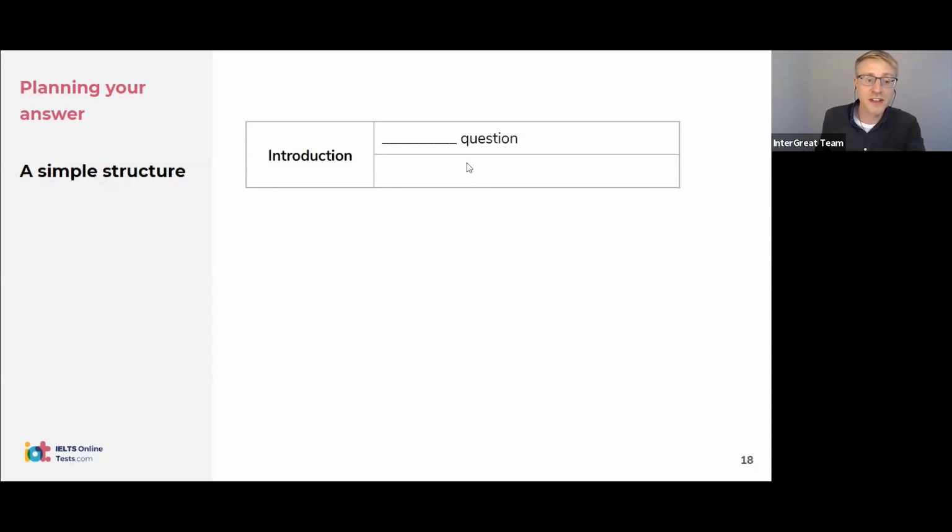The first thing we need to do is to introduce the topic by rewriting the question. And we do this, it's called paraphrasing. Rewrite the question in your own words. Yep, Ronak, we'll look at it in a moment. So one or two sentence paraphrase. Secondly, we need to explain our opinion and our main points.